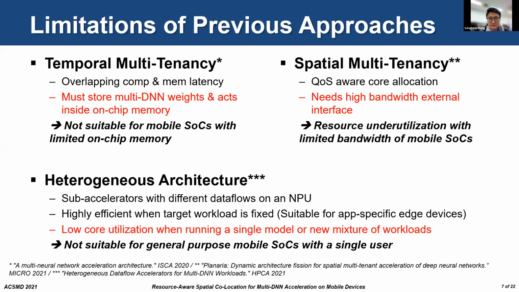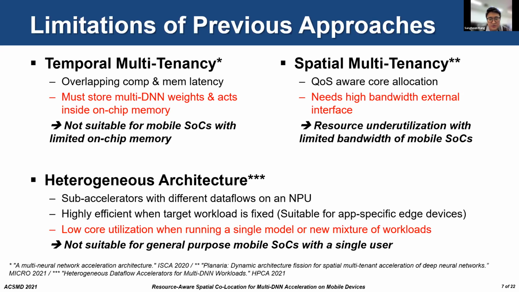Due to these differences between MPUs for cloud and edge, adopting previous approaches for multi-DNN acceleration on the cloud is not available on edge devices. In the case of temporal multi-tenancy, in order to overlap the latency, on-chip memory must store weights and activations from different DNNs. Due to the limited on-chip memory size, this approach is not suitable for mobile MPUs. The spatial multi-tenancy proposed in Planaria exploits extremely high external bandwidth when co-locating multiple DNNs. This will lead to resource underutilization when adopted to mobile SoCs with limited bandwidth.